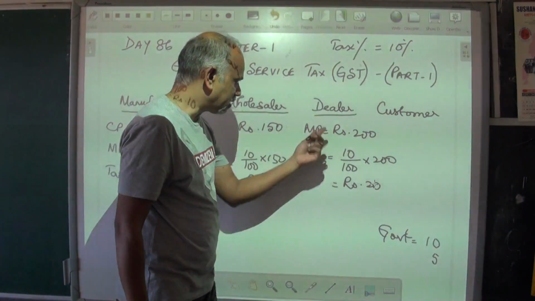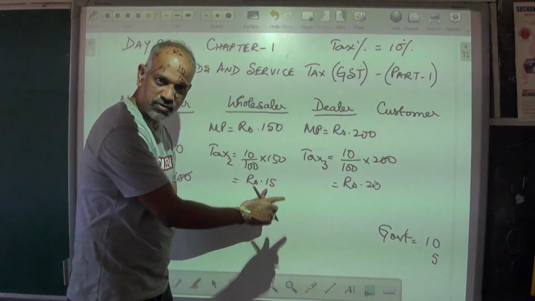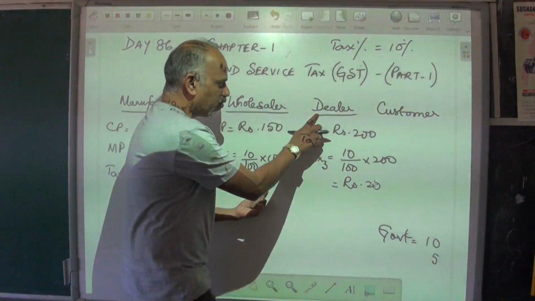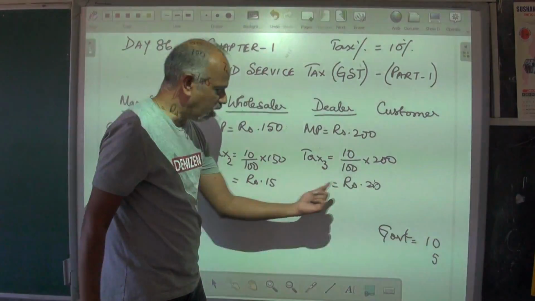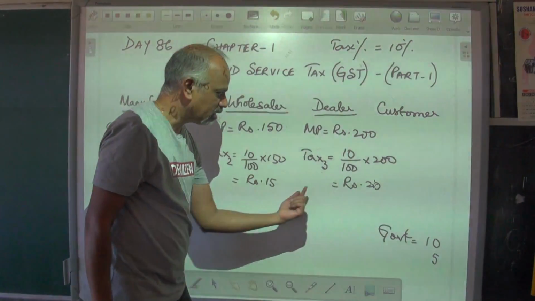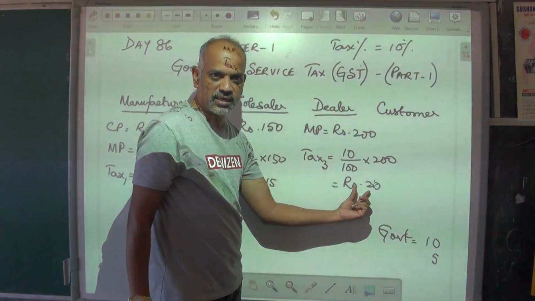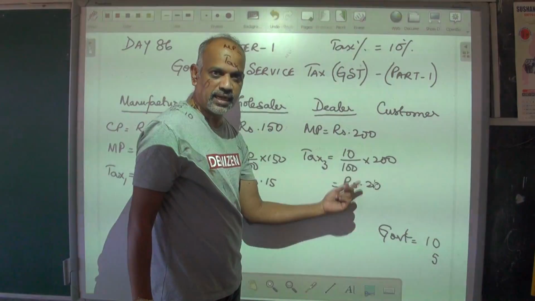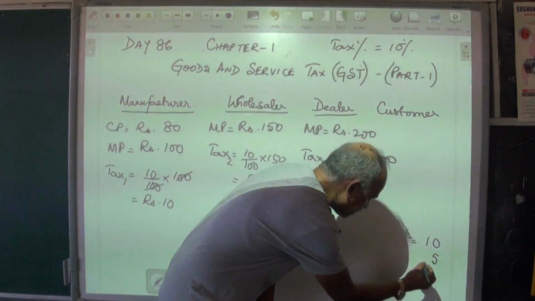Okay. But the dealer, when he bought it, he paid a tax of 15 rupees. Okay. But when he sells it to the customer, he collects 20 rupees as tax. Out of these 20 rupees, 15 rupees tax he has already paid. Okay. So the remaining, that is 5 rupees, is the extra tax that he is collecting. That is the GST that the dealer has to pay the government. So the 5 rupees the dealer sends to the government.